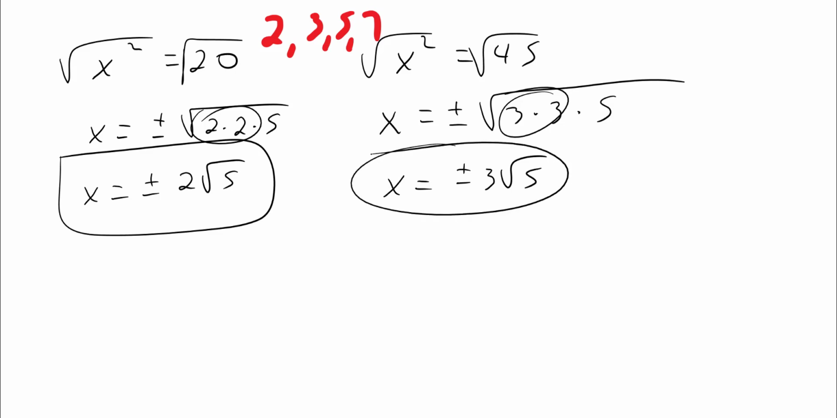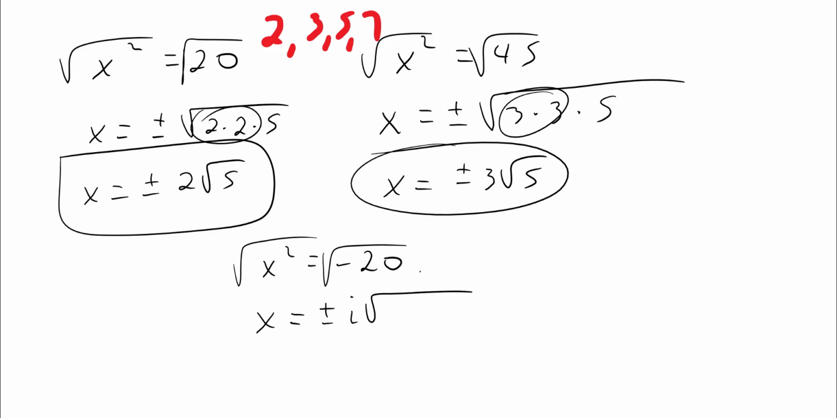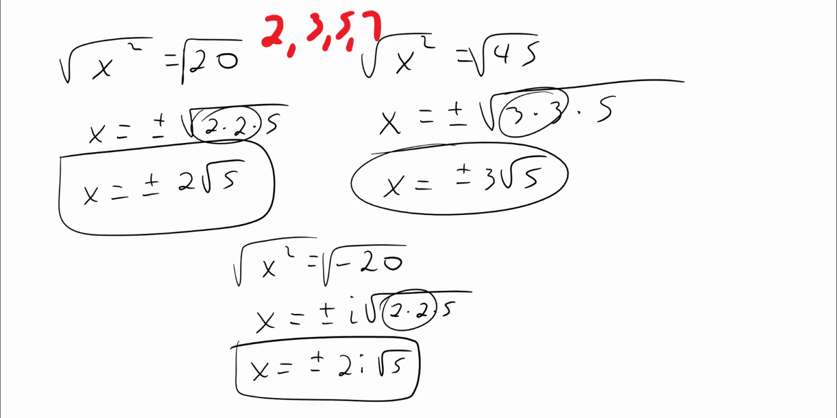Okay, let's do one with a negative. So x squared equals negative 20. Again, no big deal. Take the square root of both sides. So x equals plus or minus, and what's the square root of negative 20? Just pull an i out right away, because the square root of negative 1 is i. Pull it out, and then this is going to be 2 times 2 times 5. So you pull out a pair of 2s. So x equals plus or minus 2i root 5. Not bad.